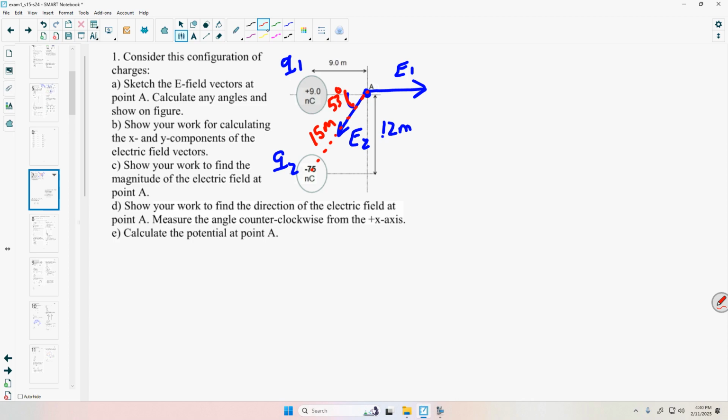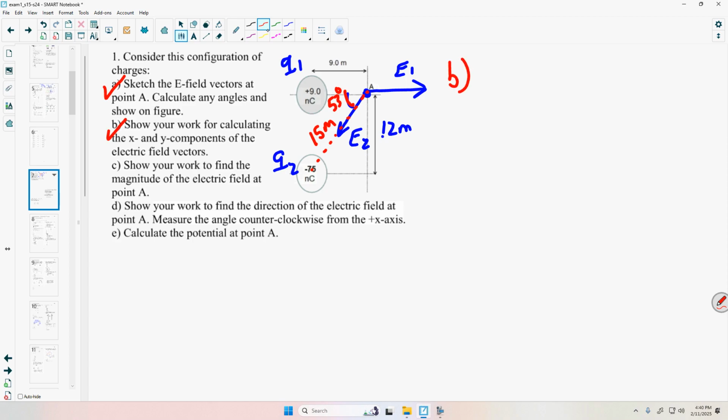Y'all okay on that trig? I use the Pythagorean theorem. I use the inverse tan to find that angle. All right. If you're struggling with that, stay after. I'll help you with it. I'll walk you through it. All right, so next, that's part A. I finished that. Part B, show your work for calculating the x and y components.